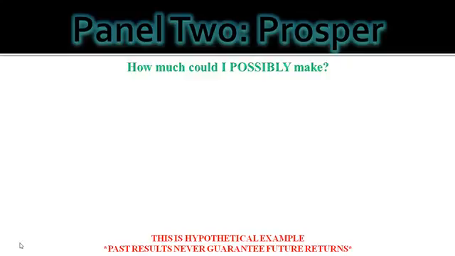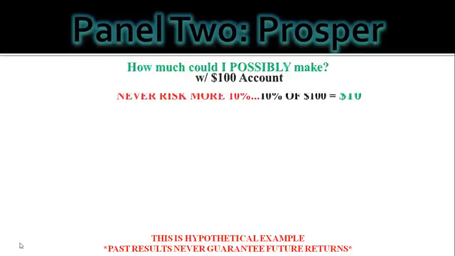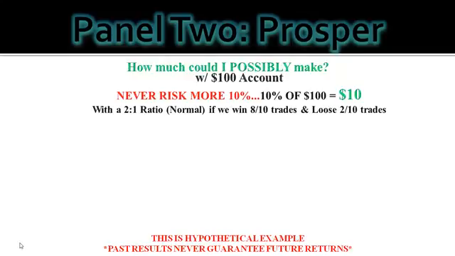How much money could you possibly make in the market? With a $100 account, never risking more than 10% of your money, which is $10 in this case, and with a 2-to-1 ratio, that's pretty normal. Sometimes we'll have a 1-to-1 ratio. We do take losing trades. Sometimes you have a losing trade. Sometimes you have a 5-to-1 ratio where you're making $5 for every $1 you're risking. Sometimes it'll be a 10-to-1, but on average, it's about a 2-to-1.